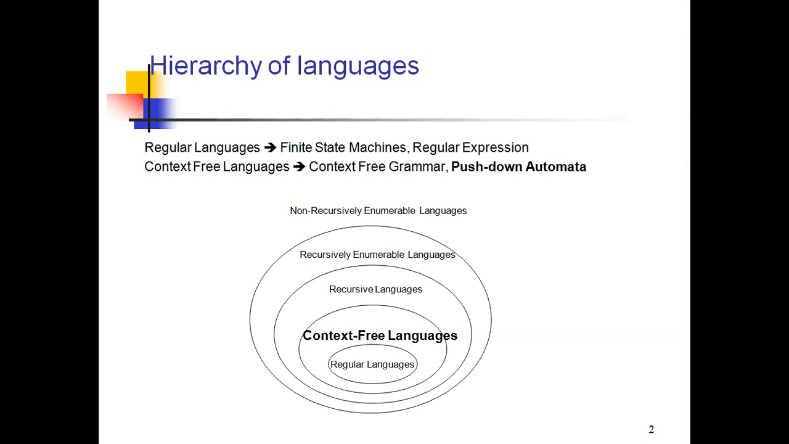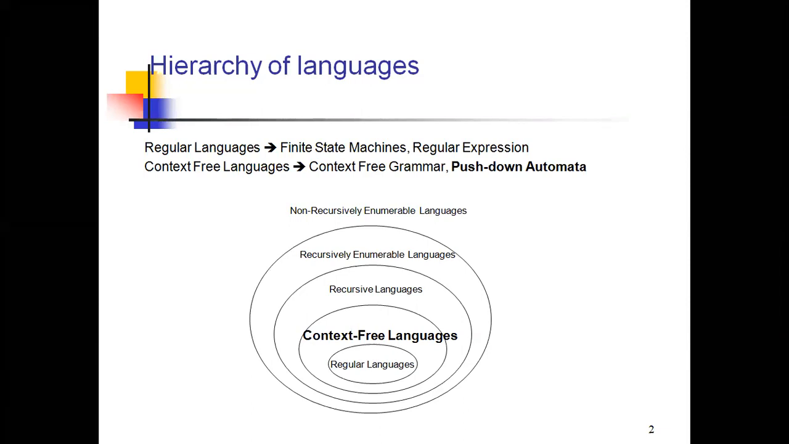One is regular language and another one is context free language. In regular languages, we learn about finite state machines and regular expressions. And coming to the context free languages, we learned context free grammars, and we are going to learn pushdown automata here. The finite state machines and regular expressions I explained to you already.